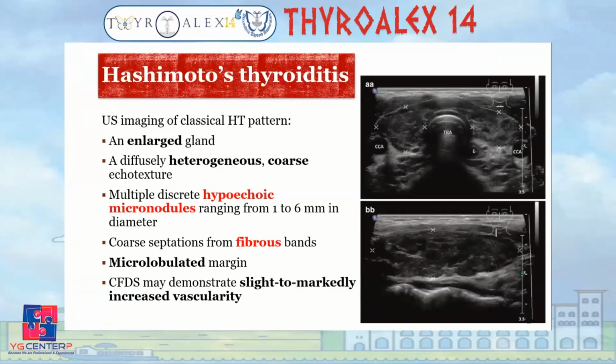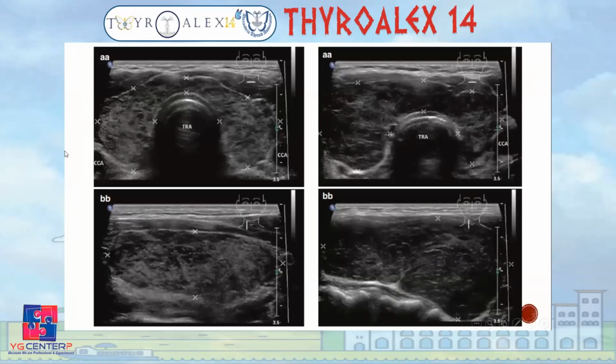Hashimoto thyroiditis: the classic pattern is an enlarged thyroid gland with diffusely heterogeneous and coarse echotexture. Also, we see hypoechoic micronodules ranging from 1 to 6 millimeters in diameter, coarse septations from fibrous bands, and also microlobulated margins, as we see here. The color flow Doppler may demonstrate slightly to markedly increased vascularity. This is an example of Hashimoto thyroiditis, and as we see here, these are the micronodules, and this is the fibrous septa here.